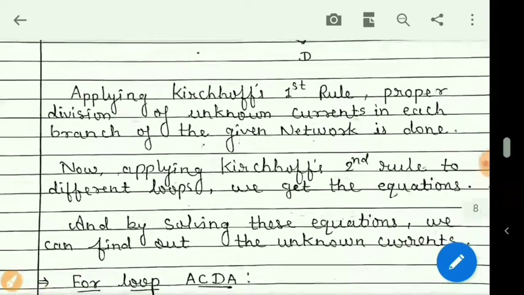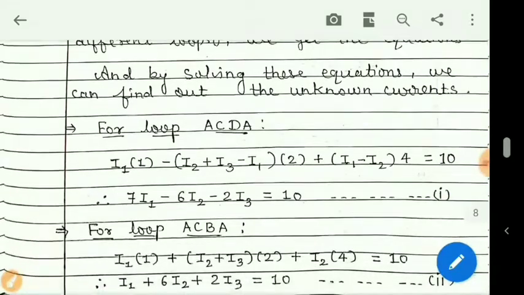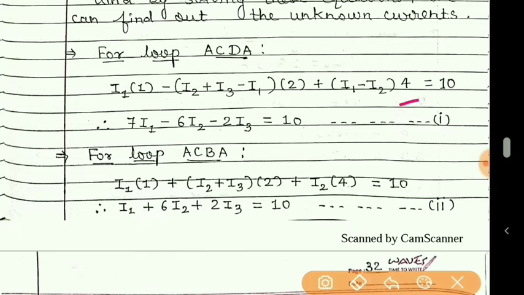Now from point D, we reached from C to D. Now we are moving in this direction and the current is in the opposite direction. So definitely there will be a positive sign. Which current is there in this branch? It is I1 minus I2 and the resistance is 4. So 4 into I1 minus I2.